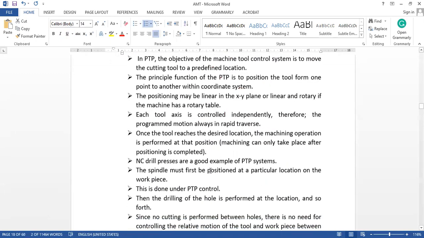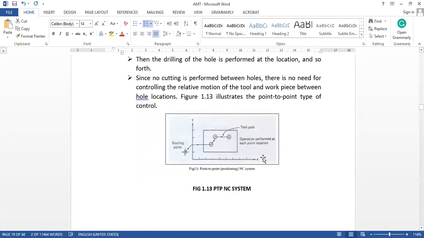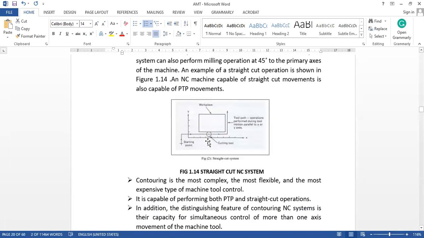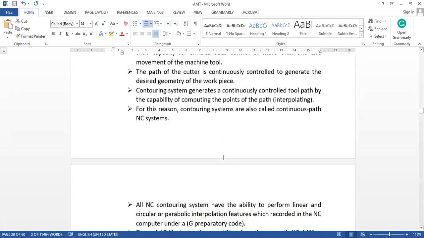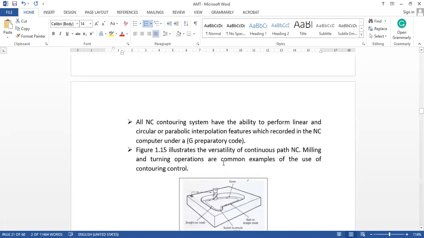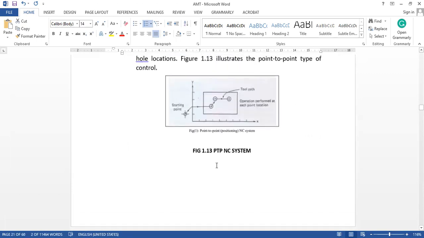First you have to draw this PTP system figure. After that you have to draw this straight cut system figure. Then finally you have to draw this contouring continuous path NC system figure. Then explain. PTP means point to point.